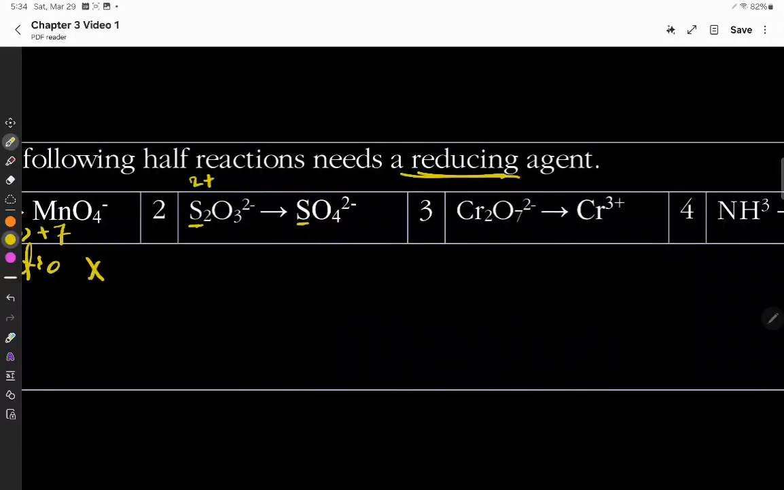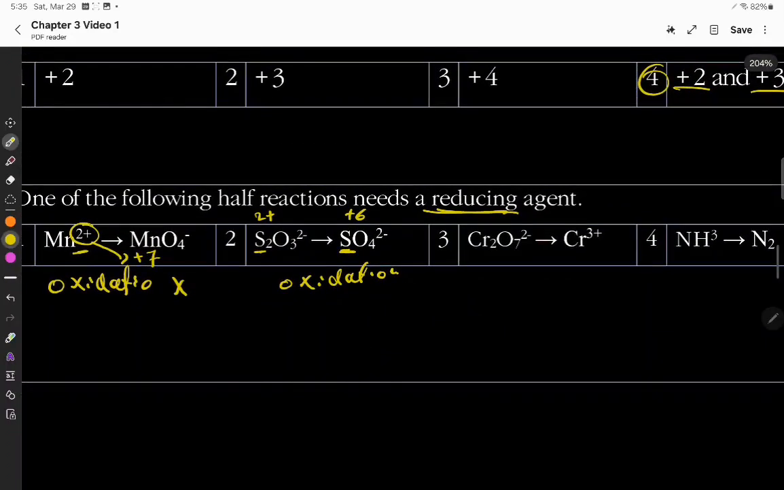Let's see the oxidation number after the arrow. x plus -8 equals -2. X equals -2 plus 8. That will be +6. Now it changes from 2 positive to 6 positive. From 2 positive to 6 positive, what happened is oxidation. So here it is oxidized. Did it need a reducing agent? No, it needed an oxidizing agent.